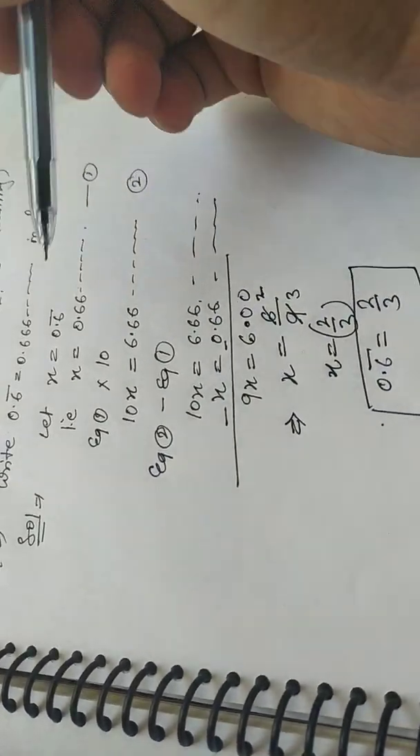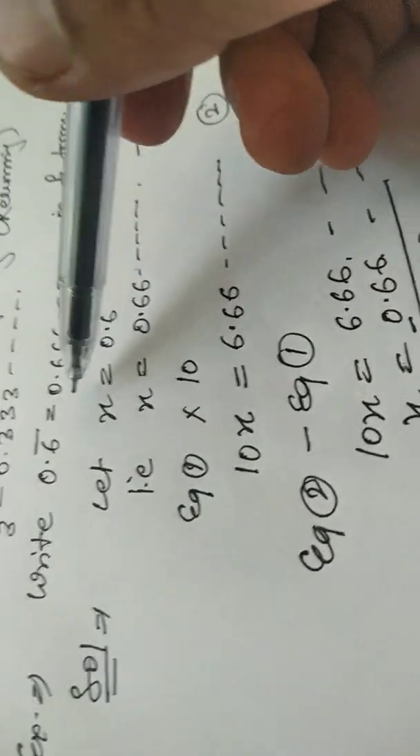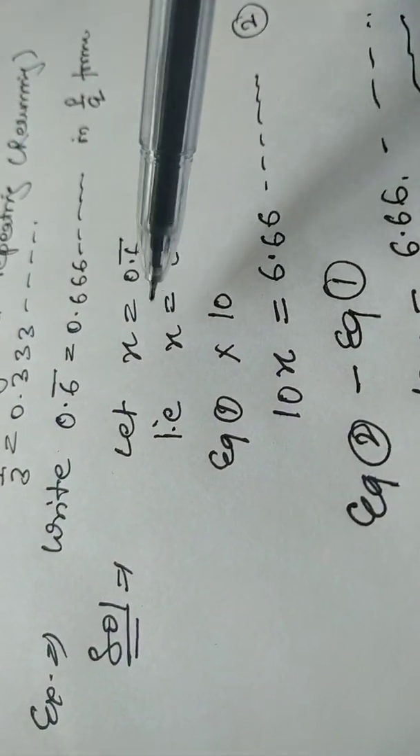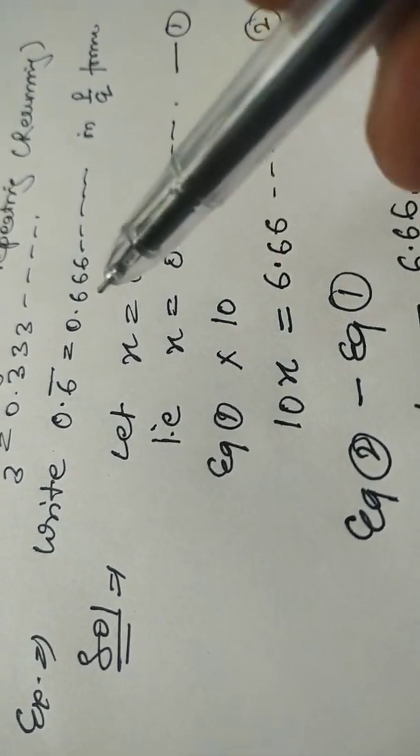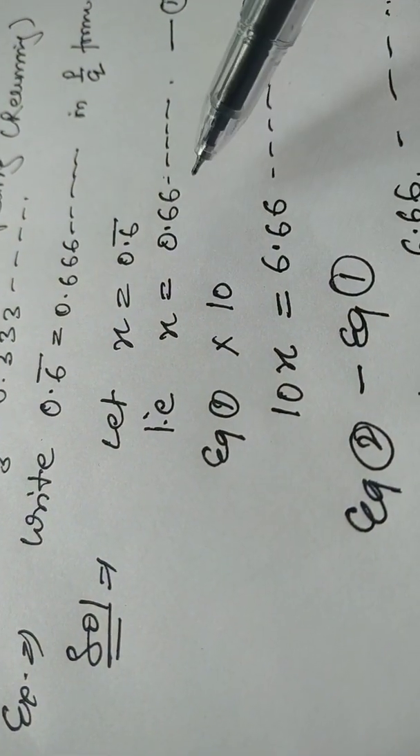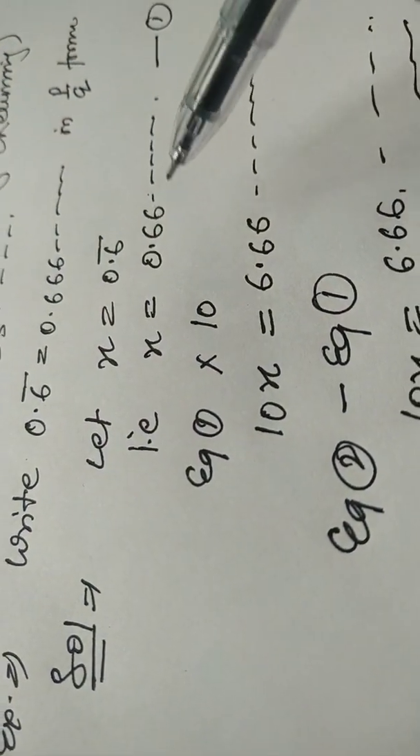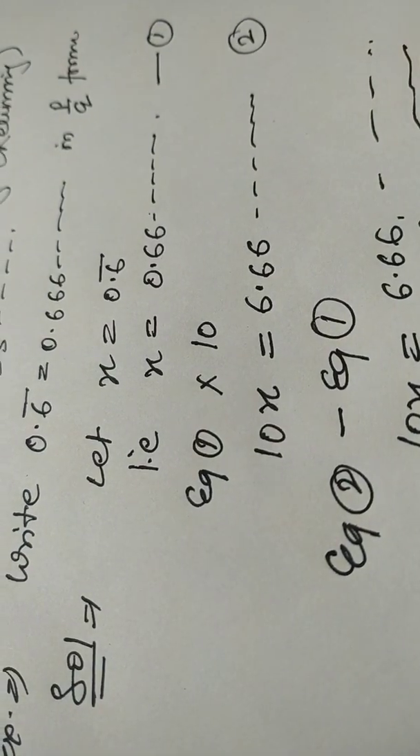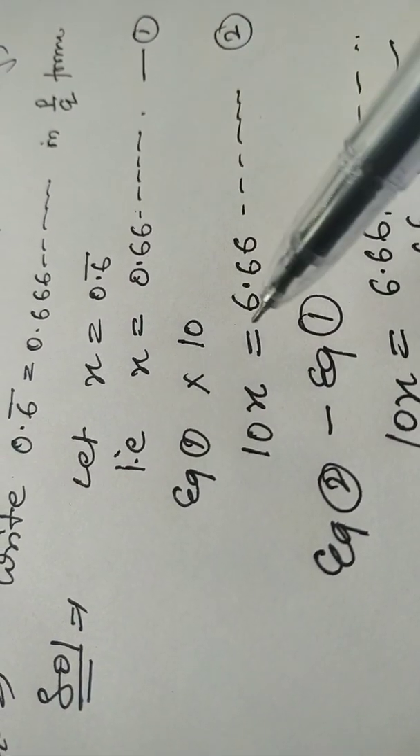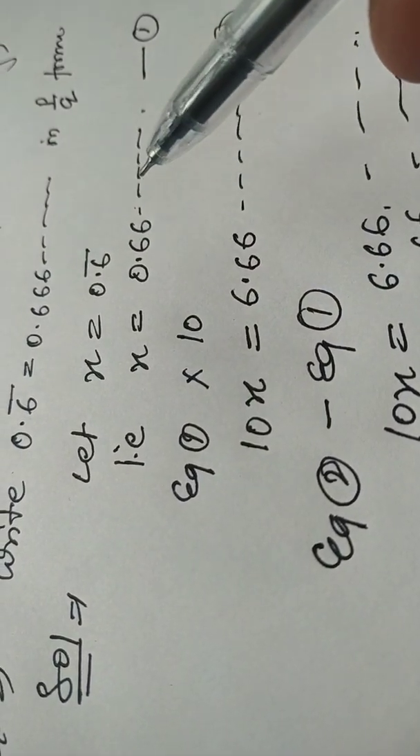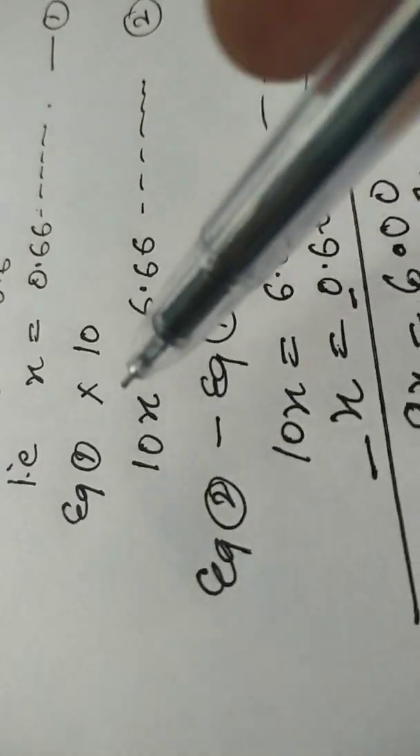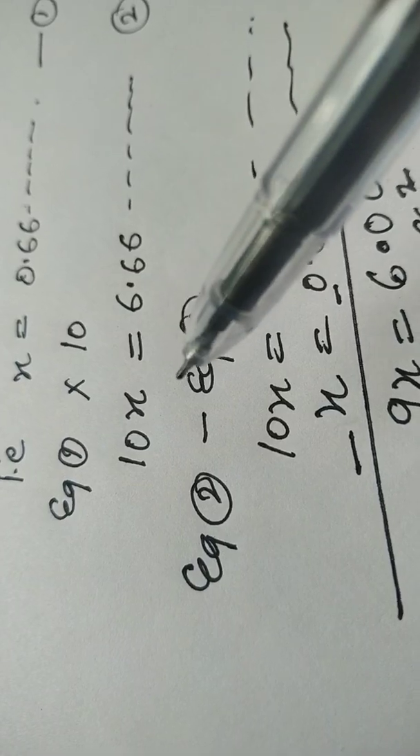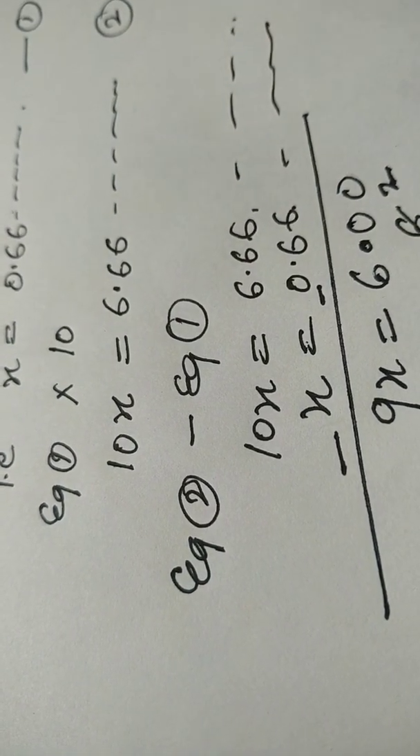Right? I hope you have understood all the steps. To recapitulate, first we have taken 0.6 bar. You can write it as 0.66666, and let x be the variable, x is equal to 0.6 bar, that is x is equal to 0.66 dot dot. So in equation 1, if 1 digit is repeating, then multiply by 10. If 2 digits are repeating, then multiply by 100. If 3 digits are repeating, multiply by 1000. And now equation 1 multiplied by 10 gives 10x is equal to 6.666 to infinity.